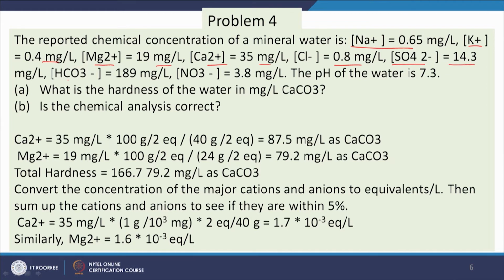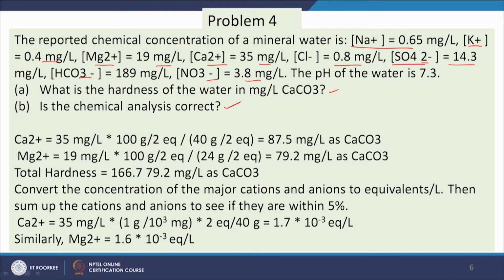So, HCO3 minus, these are all superscripts, that is equal to 189 mg per liter, NO3 minus is equal to 3.8 mg per liter. The pH of the water is 7.3. Then what is the hardness of the water in mg per liter as calcium carbonate? We have to calculate that. We also have to see whether the chemical analysis is correct.